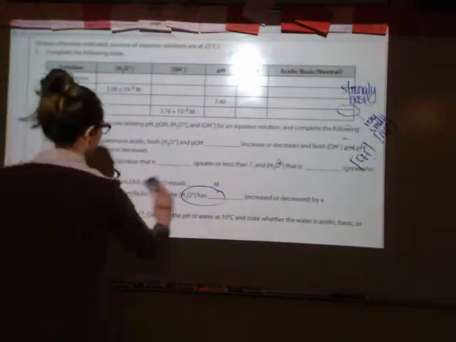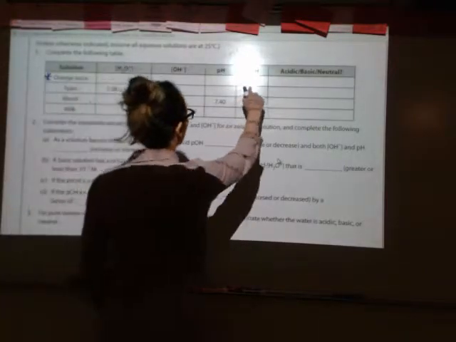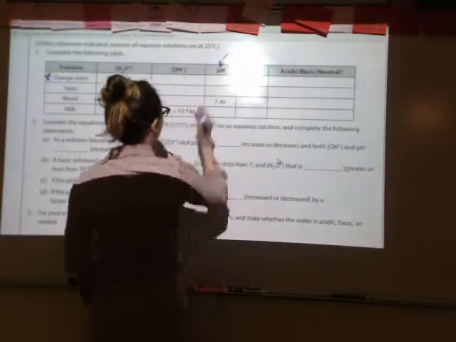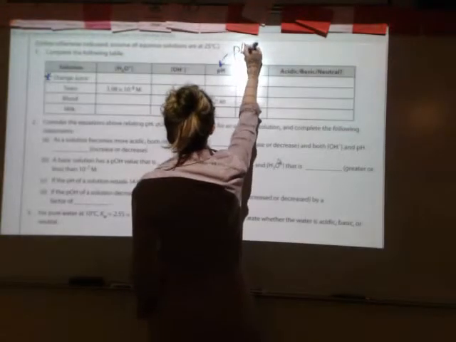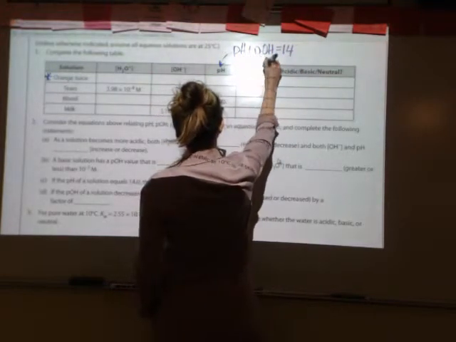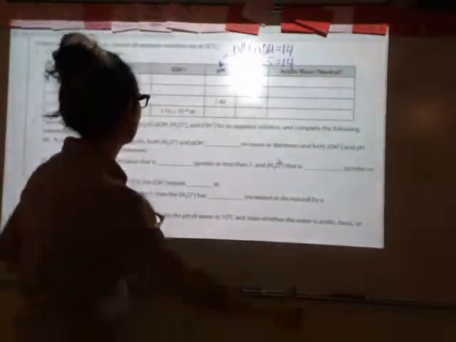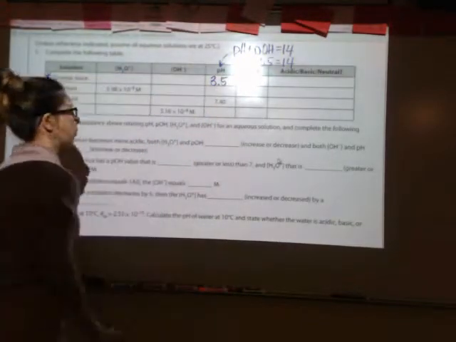We're going to do the first row here, and then we will do number 2. This says complete the following table. We're looking at orange juice. If I have a pOH of 10.5, how would I get my pH? Subtract 10.5 from 14. Good job. So pH plus pOH is 14. So pH plus 10.5 is 14. You're going to get 3.5. Okay. So my pH is 3.5.